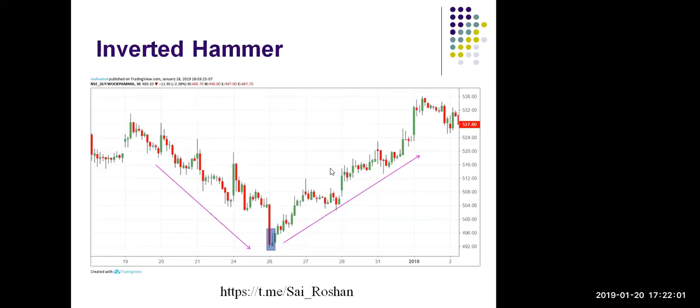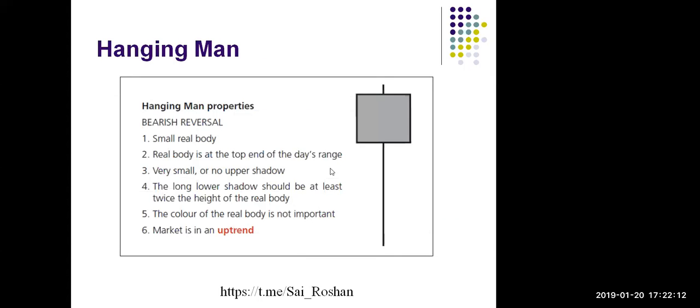So that's why these single reversal pattern candles are very, very important, and they give you a good amount of result. Next is the hanging man. As the name suggests, it indicates a bearish reversal. So once again, the same features: the length should be twice, and the color does not matter. This should be found at the top of an uptrending market.